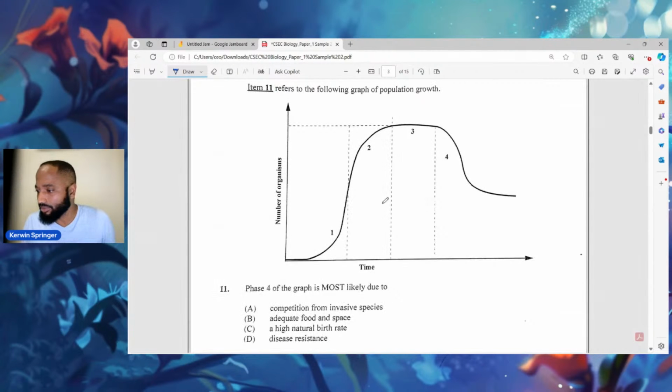Phase 4 of the graph is most likely due to, this is population growth. Competition, that's good. Adequate food and space are high, so A. Competition is starting to die off.